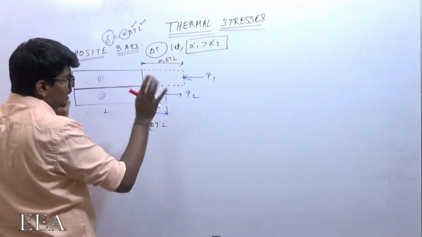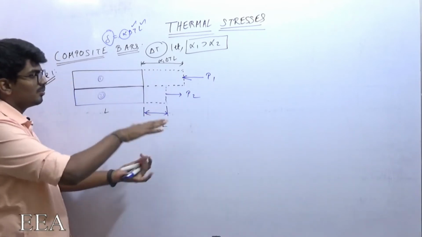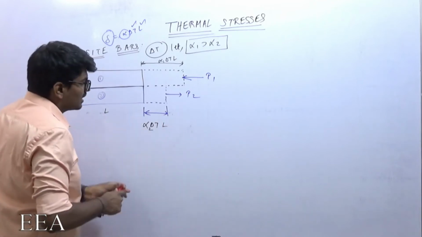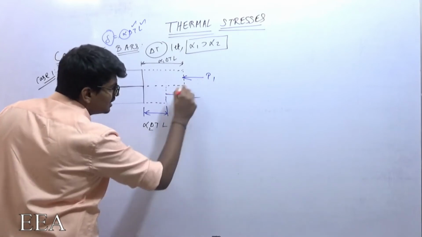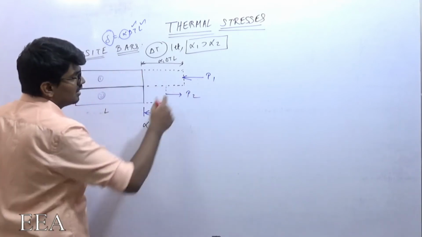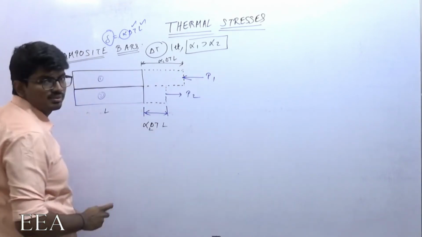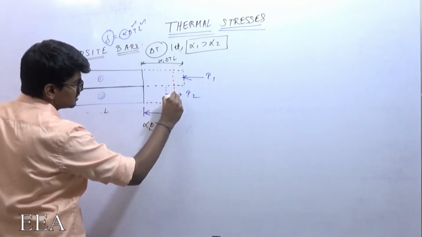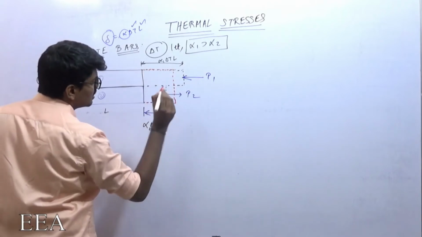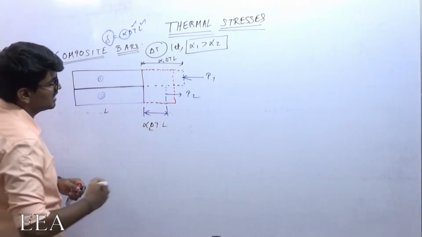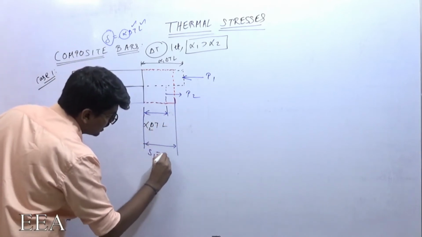Okay, so in fact, the first member, if I allow it freely, will deform this much amount. The second member, if I allow it freely, will deform this much amount. But they are attached together. So what will happen? This second member will go some extra due to this tensile load offered by the first member, and this first member will compress a little due to this compression offered by the second member. So finally, this will be the net deflection, or the final deflection of both members 1 and 2.